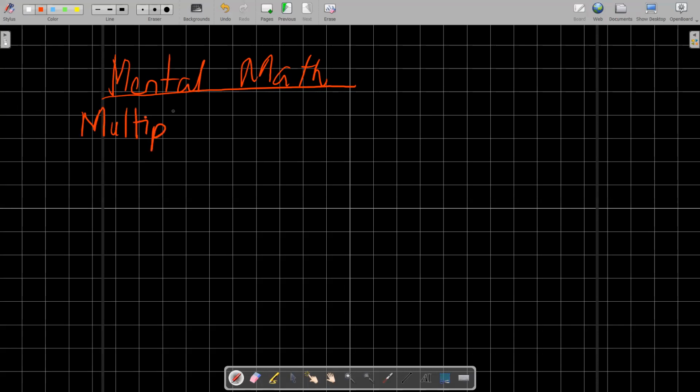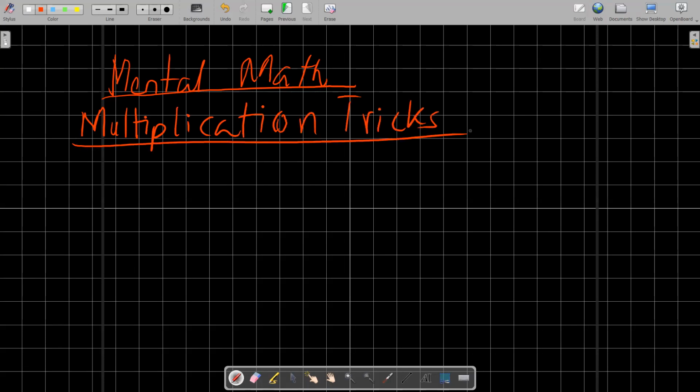So I'm going to say multiplication tricks. This will enable you to do faster. So let's start with 2. Multiply by 2. Now, what is the meaning of multiply by 2? Okay, it means you should double every time.